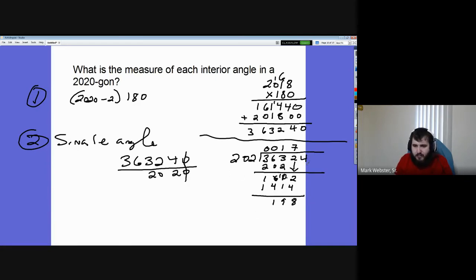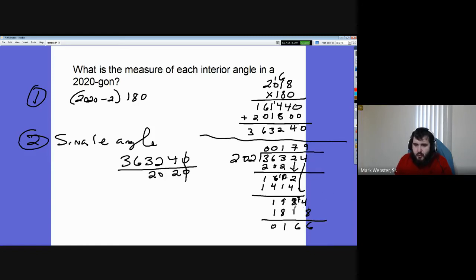So let's bring down this 4. So I'm going to say this is probably because times 10 would be 2020. That's too big. So it's probably times 9. 18, 18, right? So let's do our subtraction. 14 minus 8 is 6. 7 minus 1 is 6. 9 minus 8 is 1.